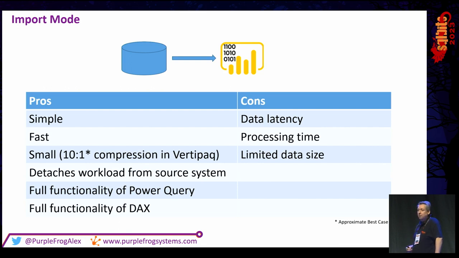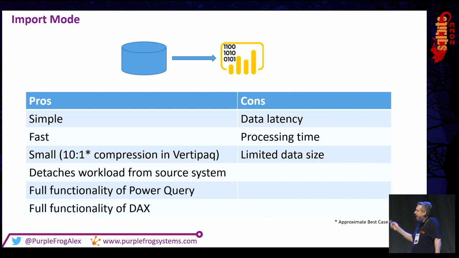Sometimes processing, we've got some customers' datasets that take hours and hours and hours to refresh. You can't refresh them during the day, and overnight, they have a massive hit on the source systems. And there's also a limitation as to how big they can be. You're not going to put a petabyte of data in here. You're talking gigabytes, not terabytes. So let's look at DirectQuery.